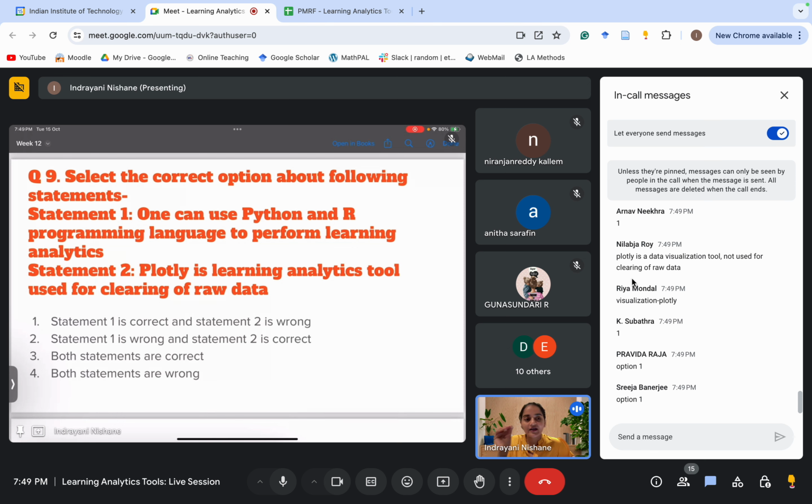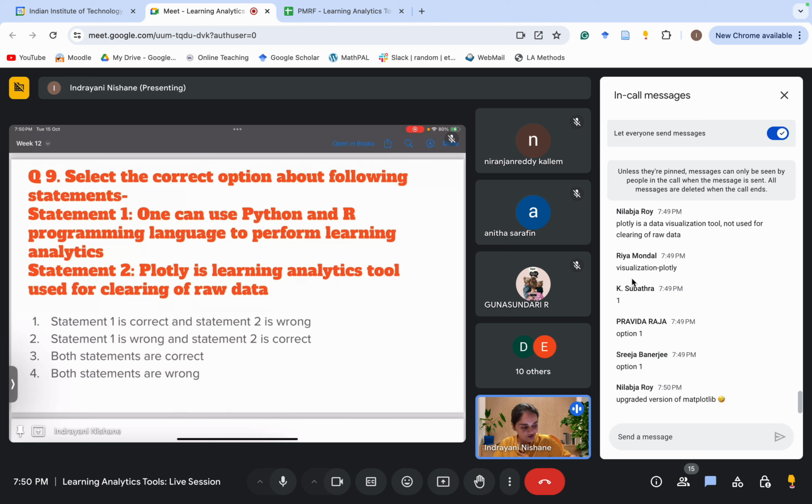So all of you are right that Plotly is a data visualization tool and not a data cleaning tool. I was just telling you about this statement because many of you might not know Plotly. That's why I was saying that Plotly is the name of the tool. So don't misunderstand me. These are plain statements and statement 2 is wrong. Plotly is used for data visualization and not cleaning raw data.